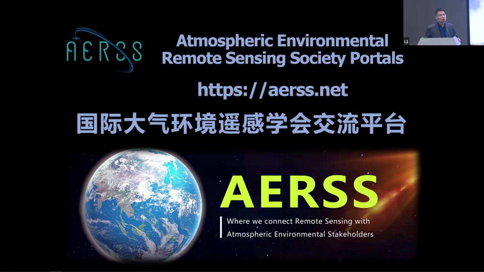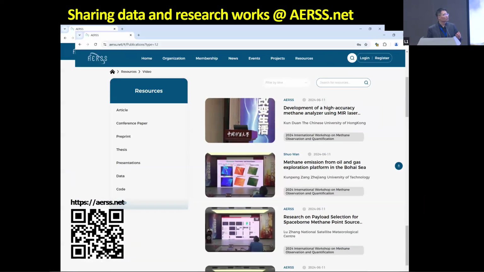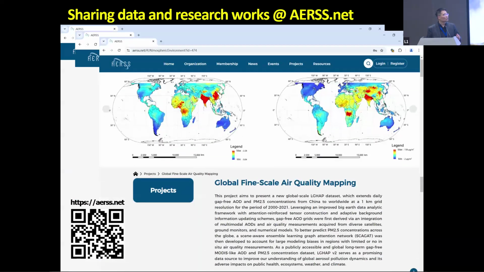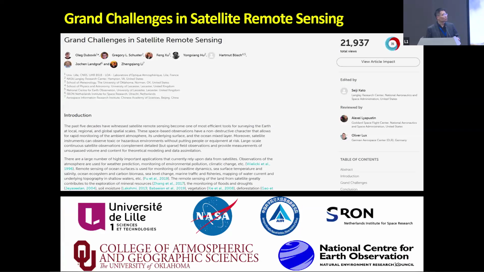Moreover, through societies, for example, the atmospheric environment remote sensing society, we developed also a platform, and we want to connect remote sensing with atmospheric environment. We share data and research works through this platform. For example, this data size and some information projects, and we also focus on global air quality and other important information. So we are dealing with these atmospheric components. This is one example of how we think about the challenges for the future of satellite remote sensing.